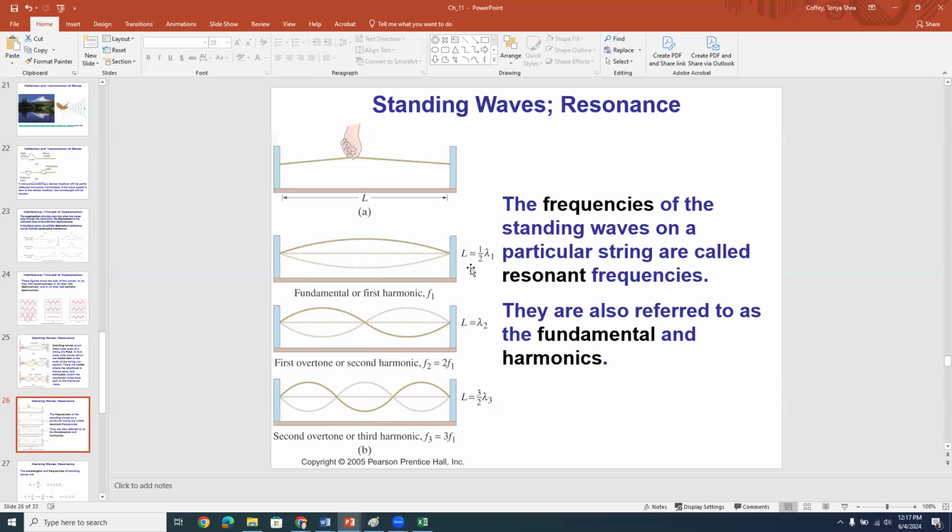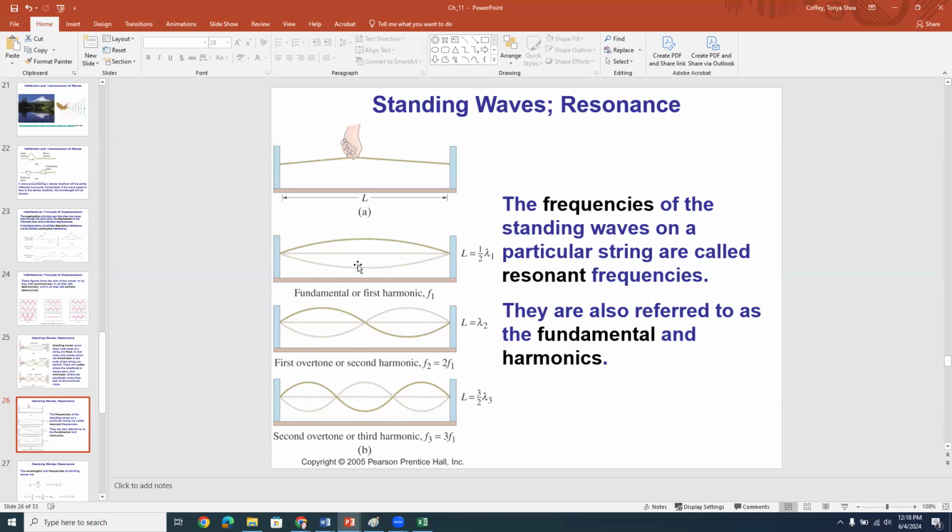Now you can see here that the wavelength for each one of these changes. This is a 1/2 wavelength for the fundamental. So whatever the length of your string is here, that's going to be half the wavelength. And so the wavelength would be equal to, for example, 2L. Now, if you have the first overtone or the second harmonic, then the wavelength would be equal to the length, L. And then for the second overtone or the third harmonic, the length of the string would be 1.5 wavelengths. So that's how that goes.